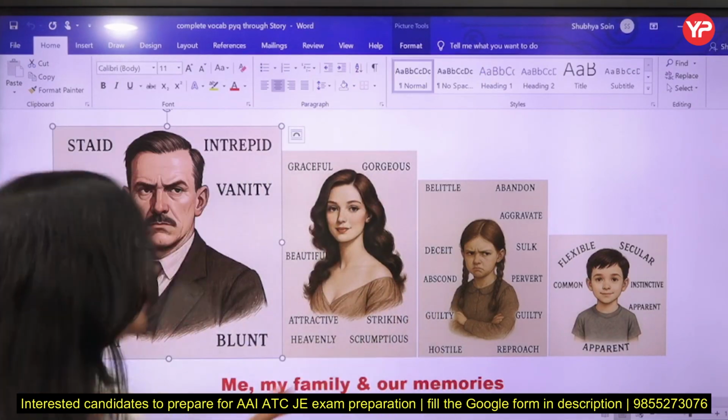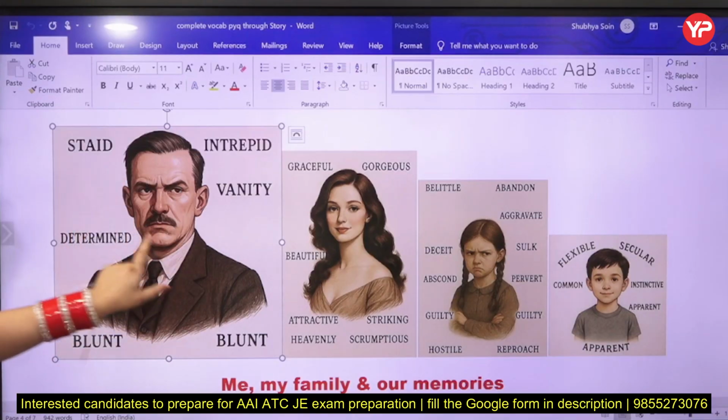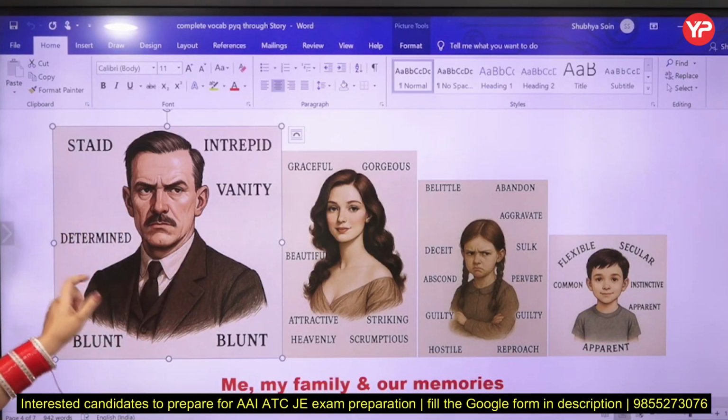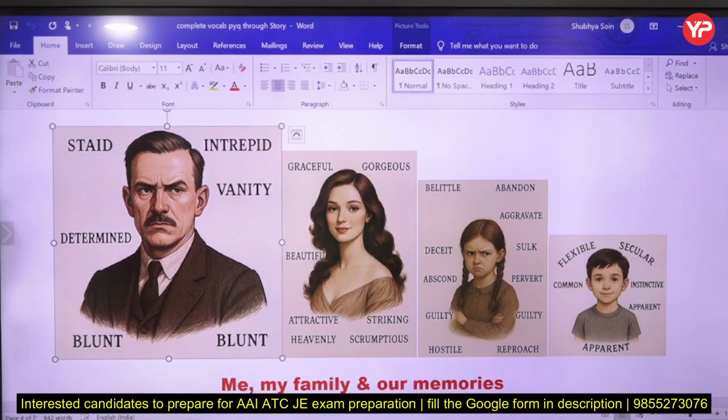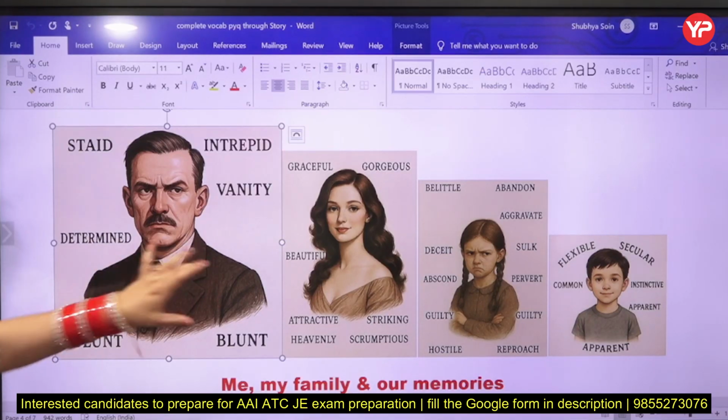Now we can just relate the words again. Staid, someone who is serious. A father, determined, who has fixed something to do. Blunt, says the words very vocally clear. Vanity, extreme pride in himself. And intrepid, that is someone who is very fearless, unafraid in nature. So that was about the father.